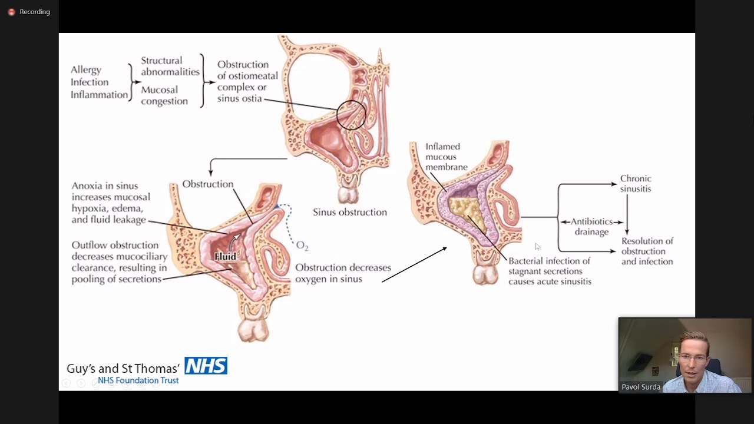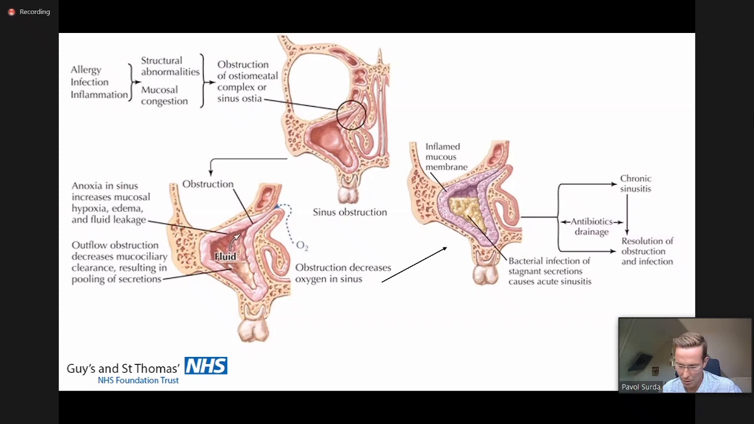And so then you can see that we can perform some interventions. Either this will just go away spontaneously because the body can resolve, can treat this very effectively, or we can help with antibiotics, saline douches, and so on. And we will talk about that.